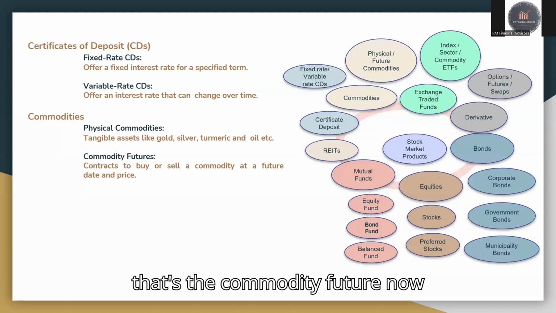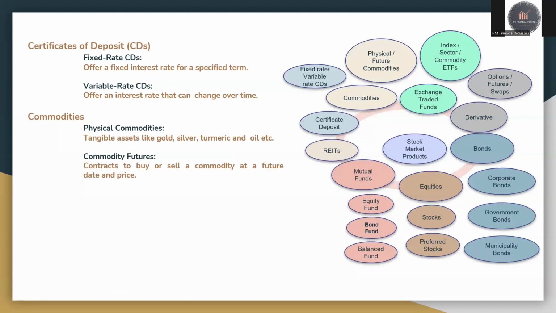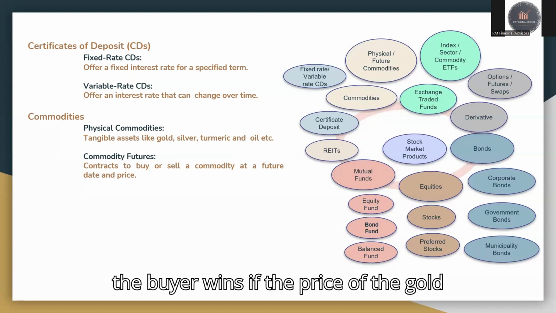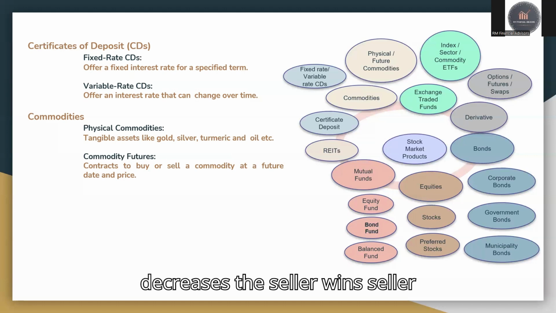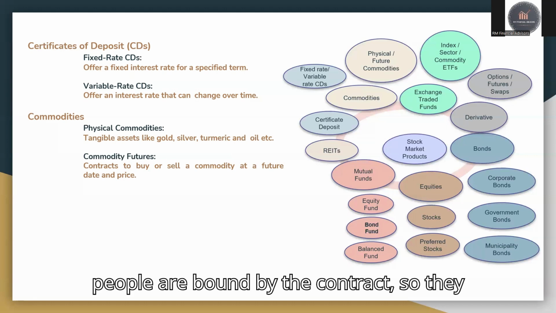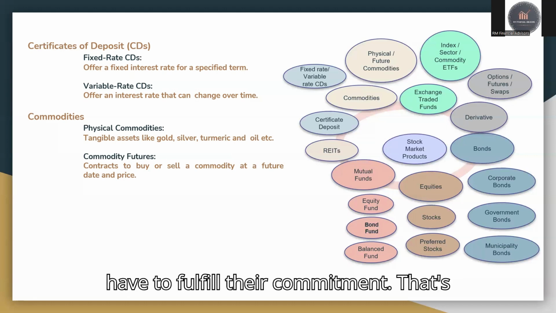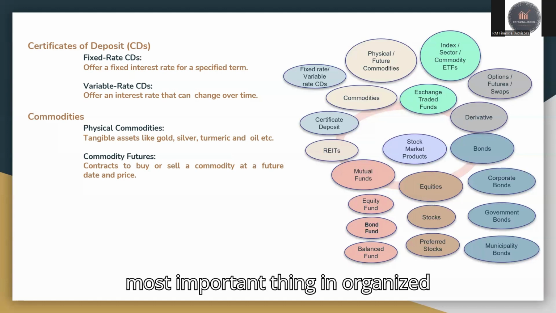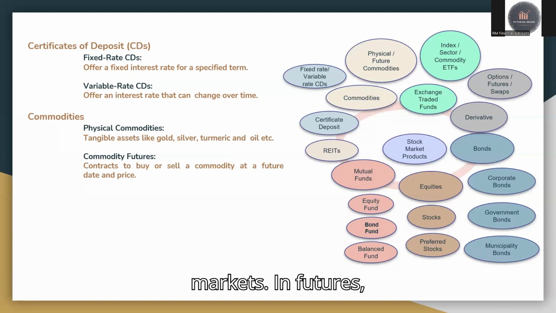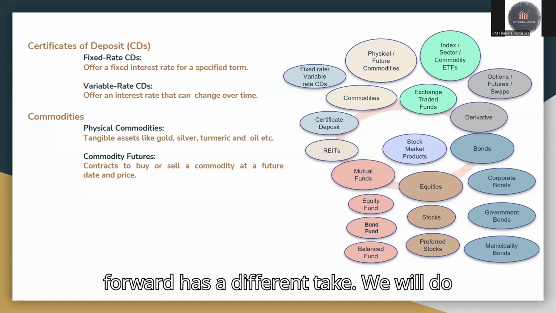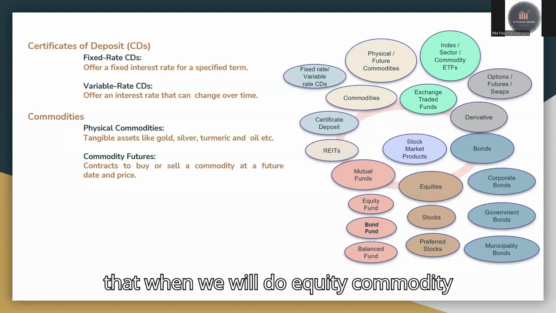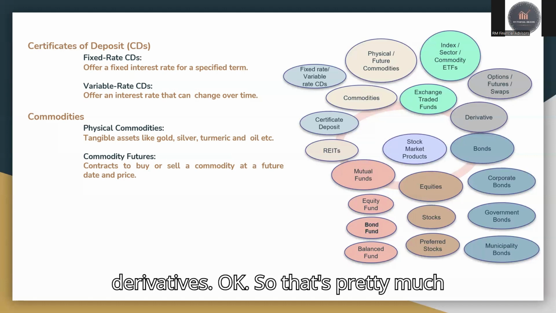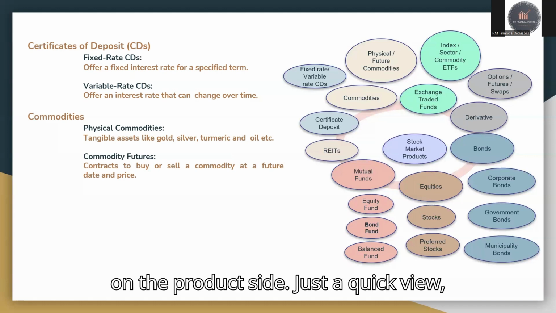That's the commodity future. Now, if the price of gold increases, the buyer wins. If the price of gold decreases, the seller wins. The seller makes profits. And both the people are bound by the contract, so they have to fulfill their commitment. That's the most important thing in organized markets. In futures, forward has a different take. We will do that when we do equity and commodity derivatives. Okay, so that's pretty much on the product side. Just a quick view, a summary.